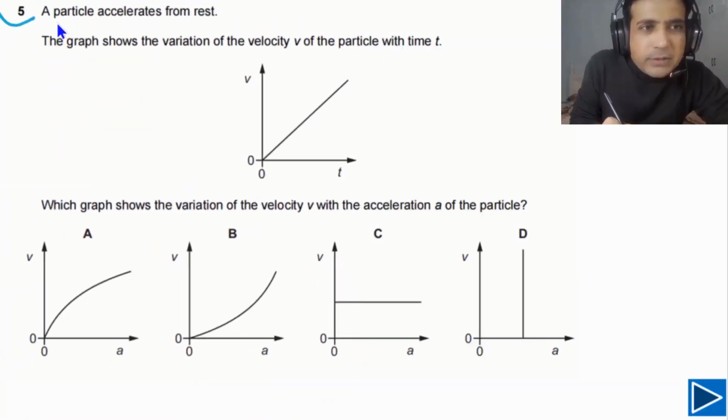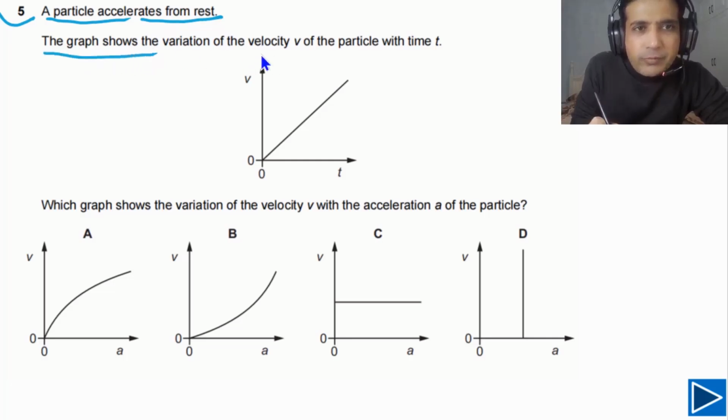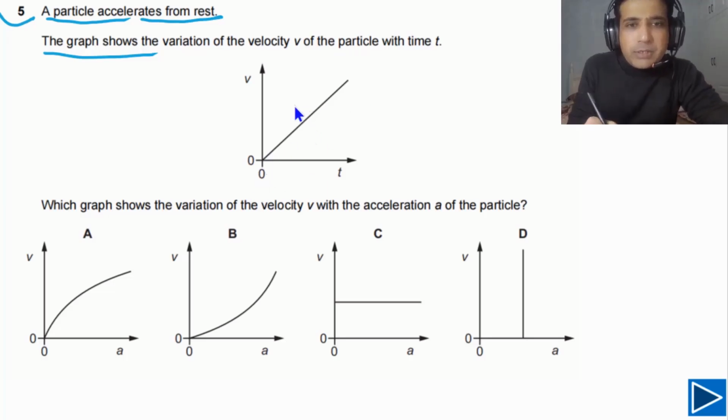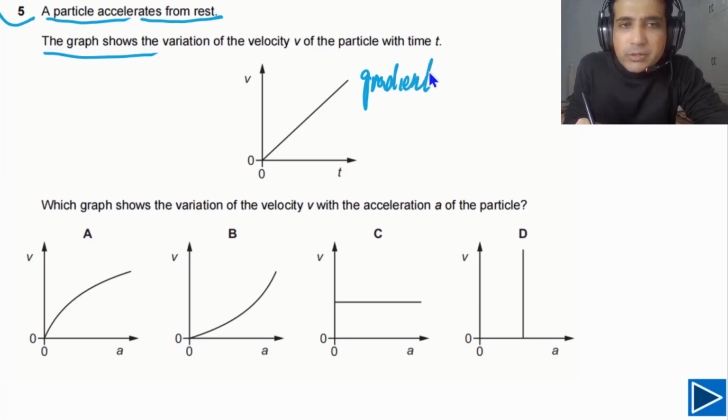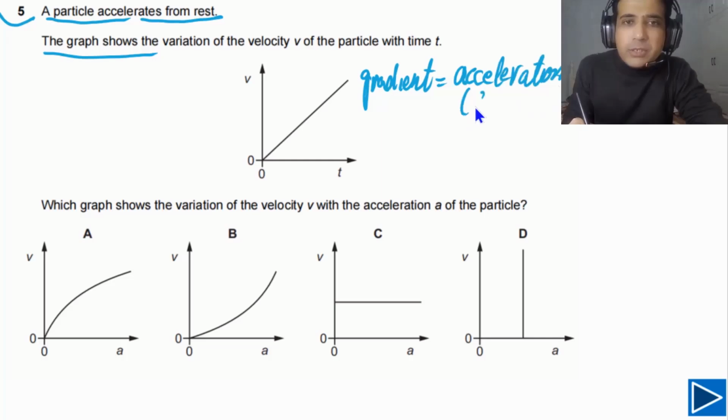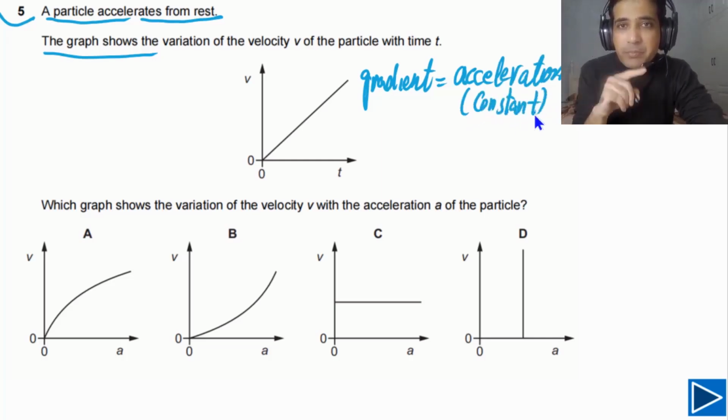For question number 5, it is given to us a particle accelerates from rest. The graph shows the variation of the velocity v of the particle with time t. If you look at this graph, we can see the gradient of this graph is constant, and the gradient of this graph is equal to acceleration. So acceleration in this case is constant. This is the first thing we need to understand.